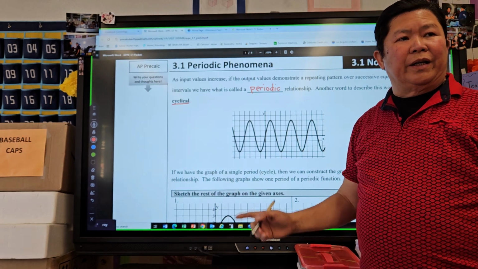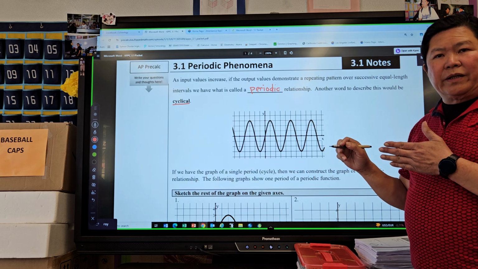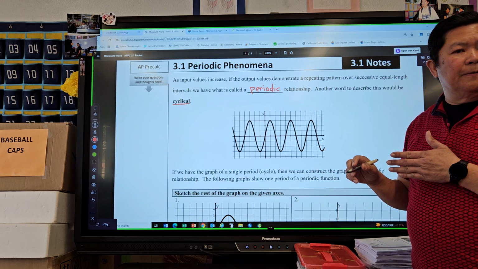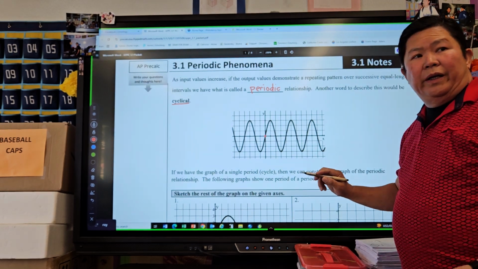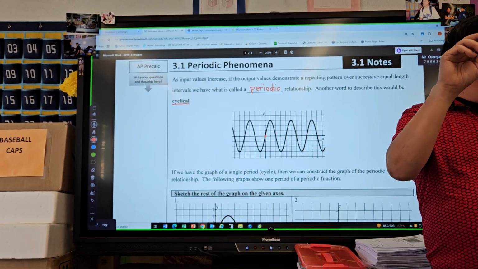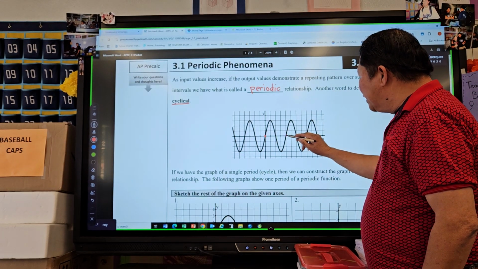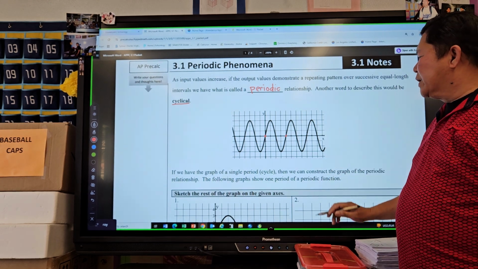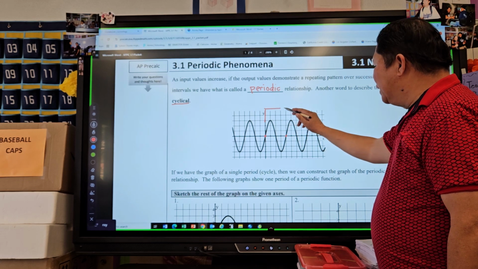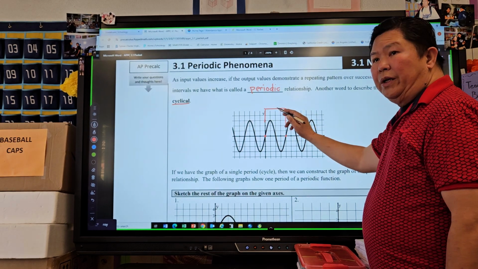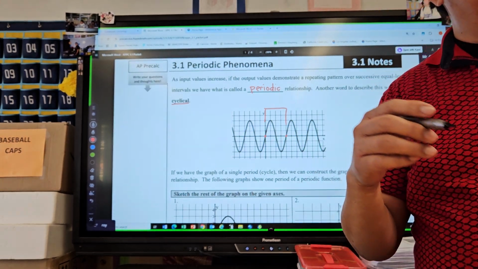Now look at this one, guys. Now, this is a graph of a sine function. The cycle starts here. Then one cycle for sine is here up to here. Okay, that's one cycle. And let us have this until here as one period. Okay, one period or one cycle.